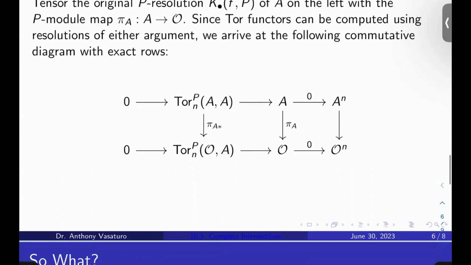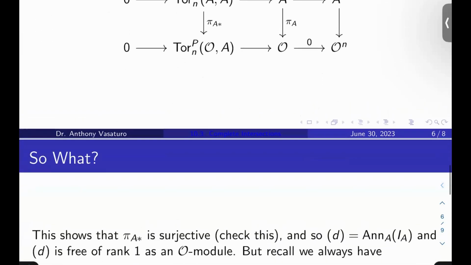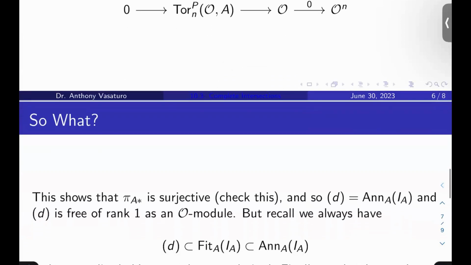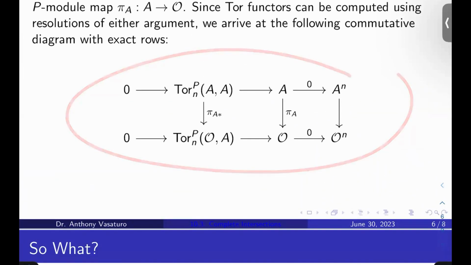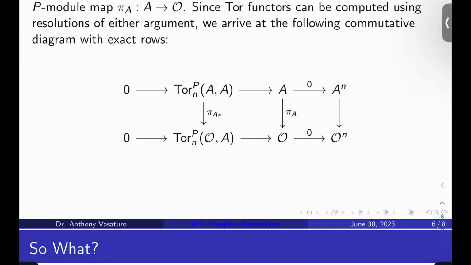Okay, now what does this tell you? I'll leave it to you. It's a quick little diagram chase. The commutativity of this diagram implies now that pi sub a star is surjective.